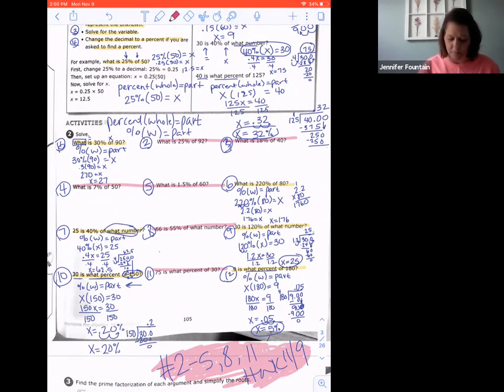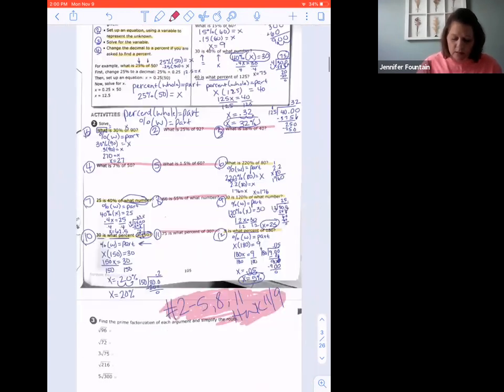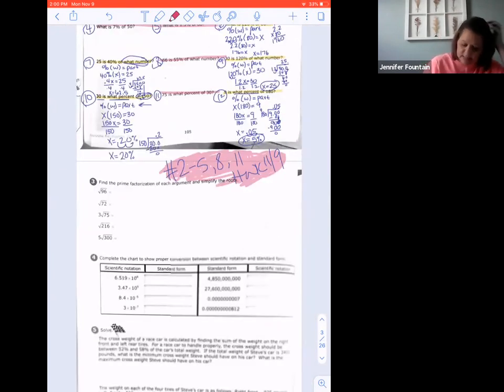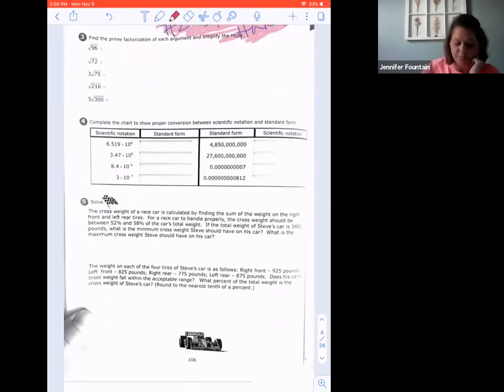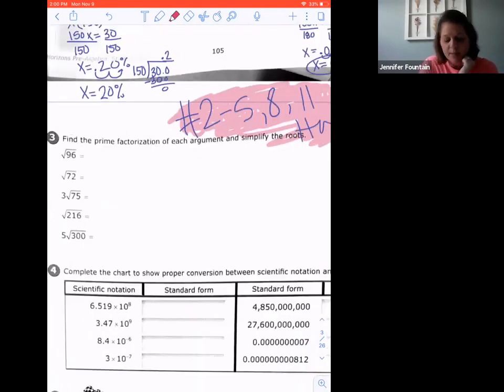All righty. Let's go ahead and look at our next page. And let's review some of this on page 106. It says, find the prime factorization of each argument and simplify the roots. So let's shift gears for a moment and think about prime factors.